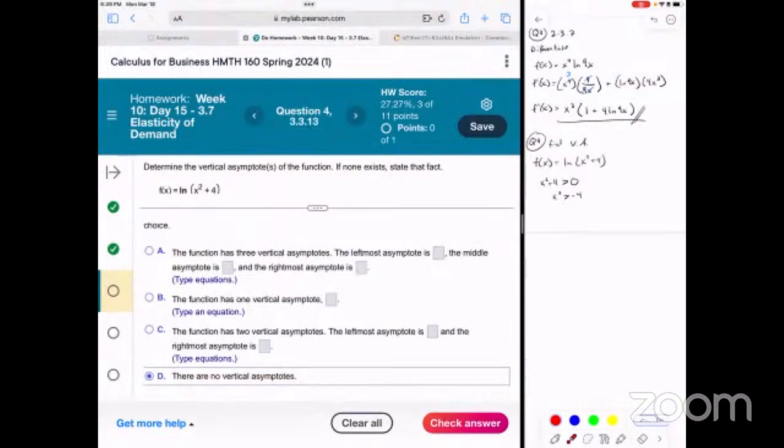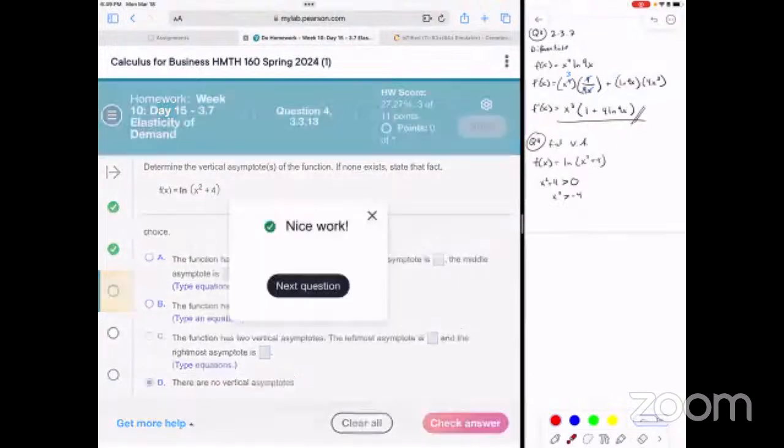For whatever reason my device is not responding to my touch. Yeah, okay, so we're good. Let's go on to the next question.